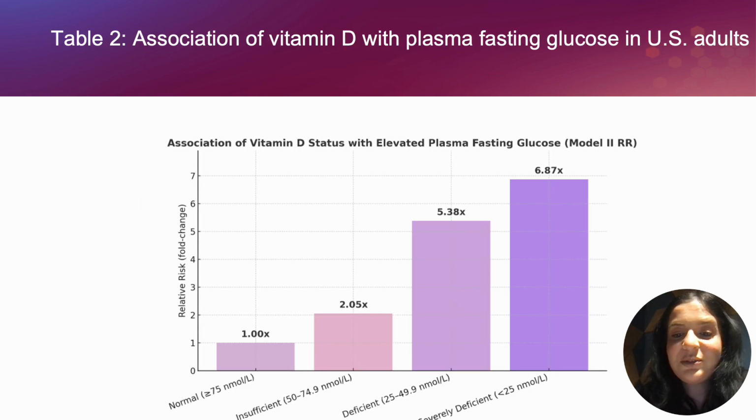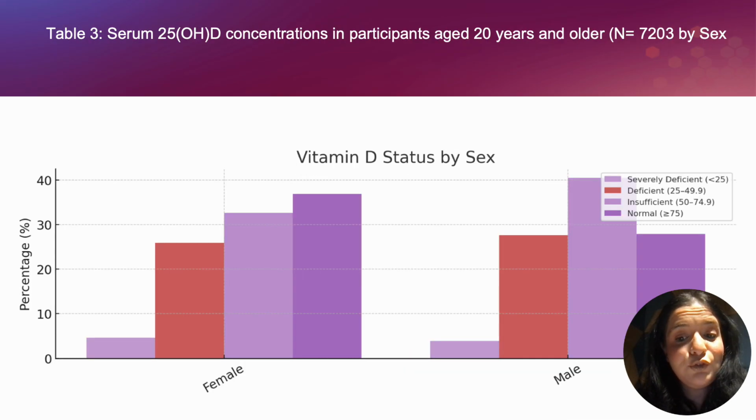Table 2 shows the association of vitamin D with plasma fasting glucose in U.S. adults. As you can see, severe vitamin D deficiency was associated with up to 6.9 times higher risk of elevated FPG compared to normal vitamin D status. And Table 3 here shows the difference between males and females, and that males are more at risk than females.